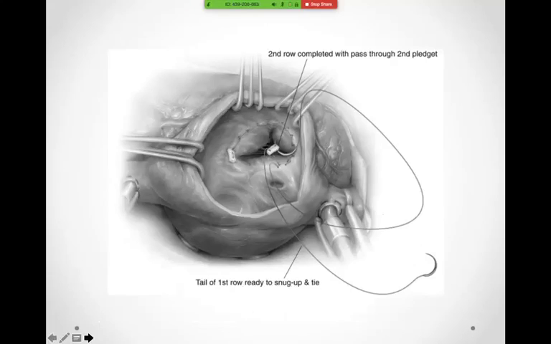Right. So here what we do is once both the suture ends come out at the posteroseptal commissure, we tie the suture over a pledget. Next slide, please.